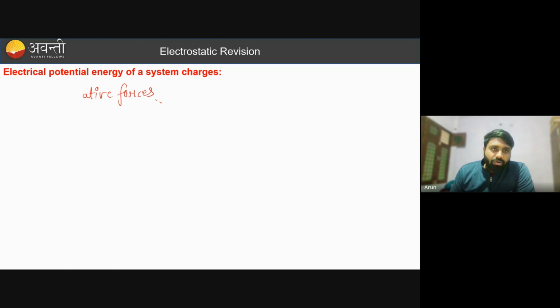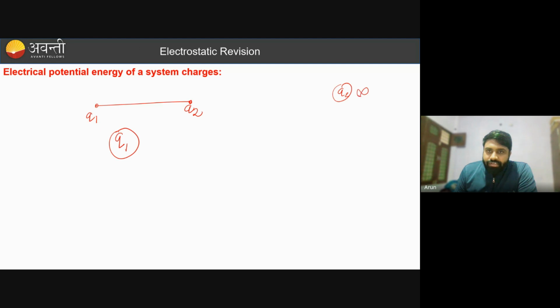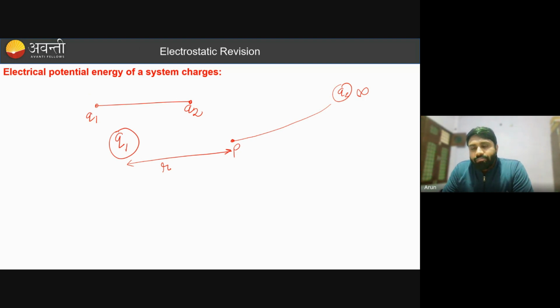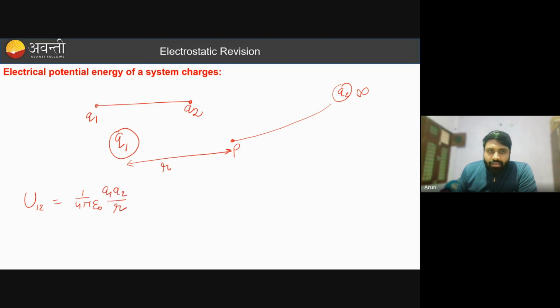Now if I talk about the electric potential energy of a system of charges, I will consider two charges, let's say Q1 and Q2. Firstly understand: we have a charge Q1. Then we bring a charge Q2 from infinity to a specific point P, which is at a distance of R from Q1. In that process, the work that we have done against the field of Q1 to bring Q2 is stored as the potential energy of the system. That potential energy is defined as U12, for Q1 and Q2, equal to 1 upon 4 pi epsilon naught times Q1 Q2 by R.